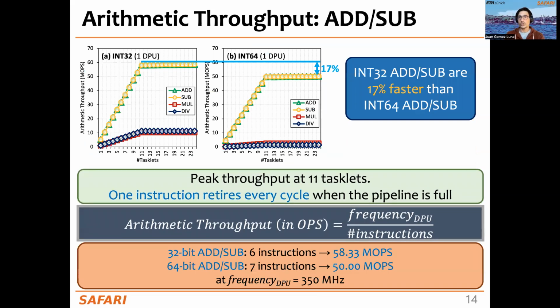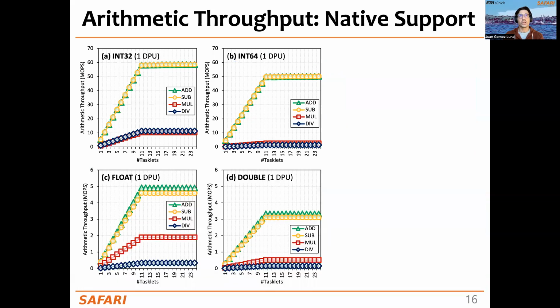With 6 instructions, the resulting throughput is 58.33 mega operations per second, while for 7 instructions it is 50 mega operations per second. This assumes a frequency of 350 megahertz, that was the frequency of the UPMEM system that we use for this analysis, or the DPUs that we use for this analysis.